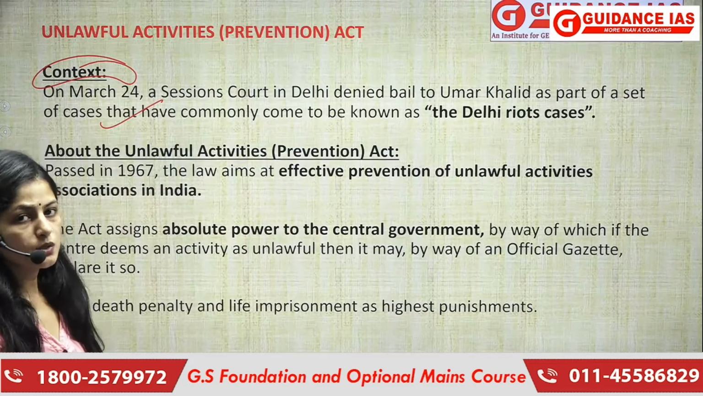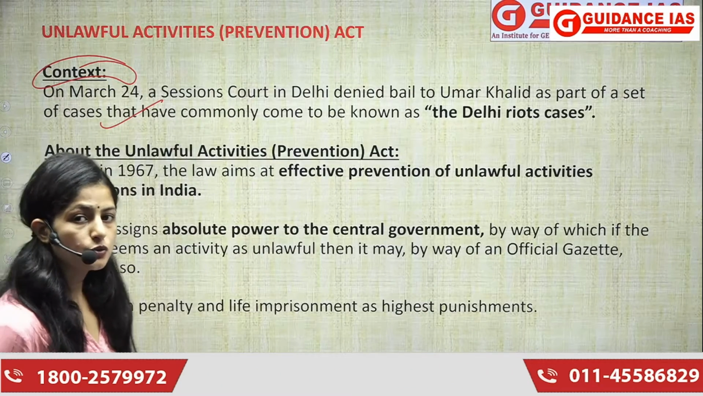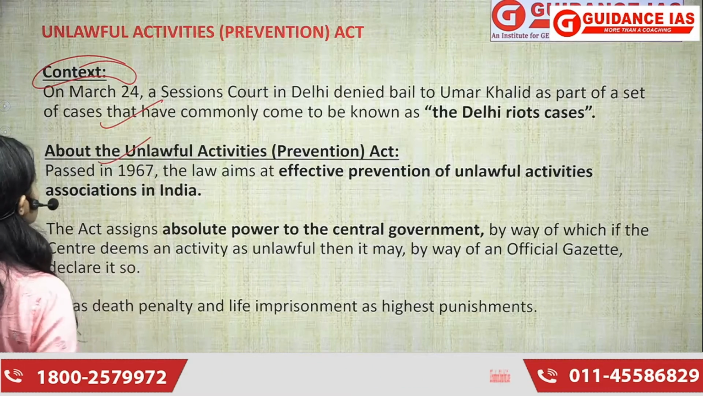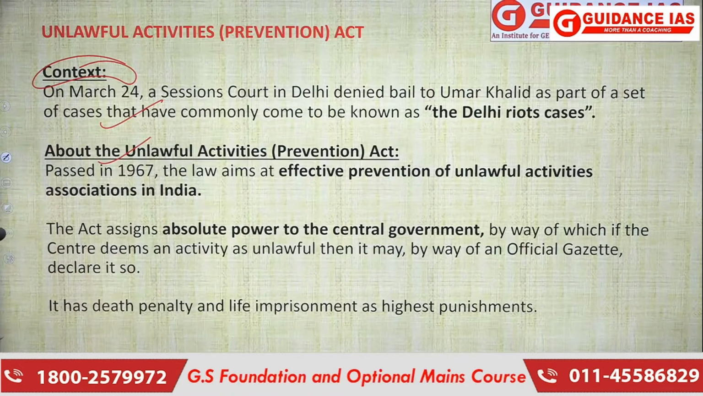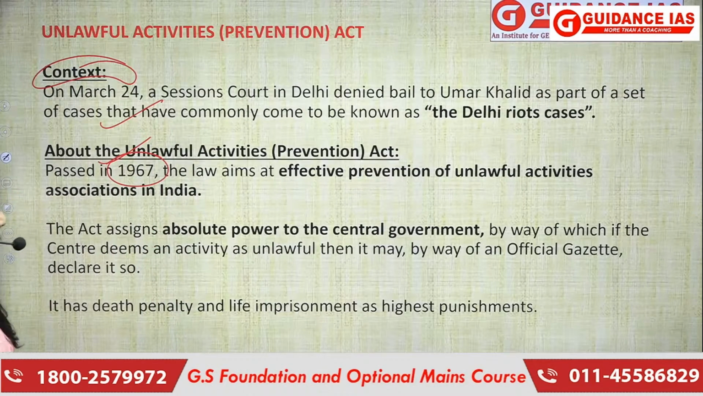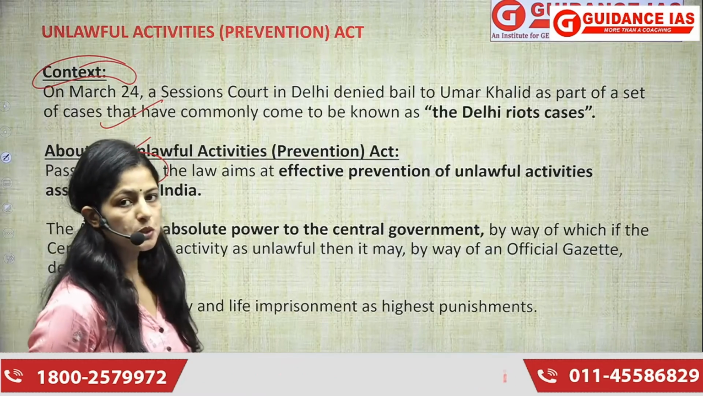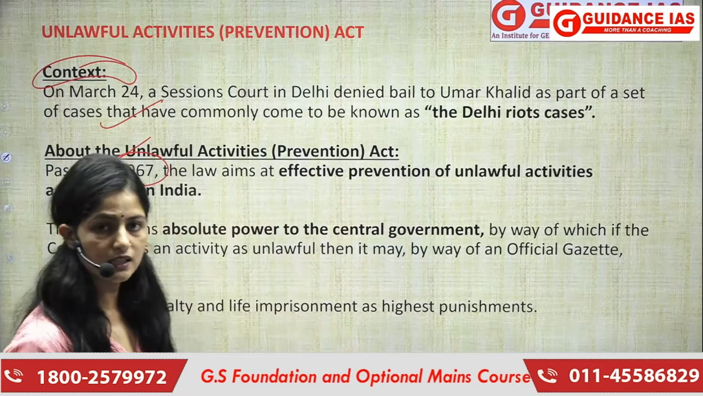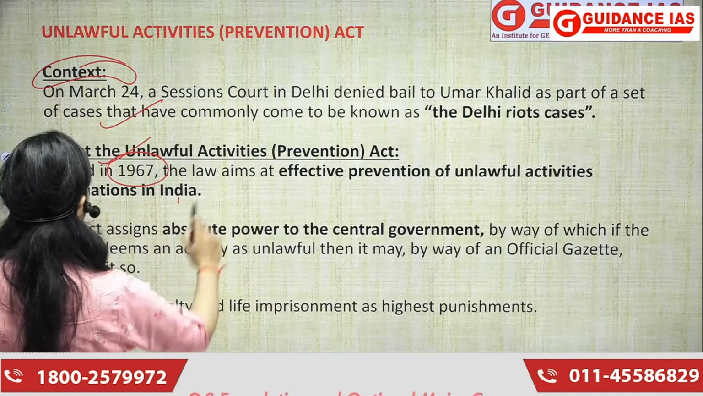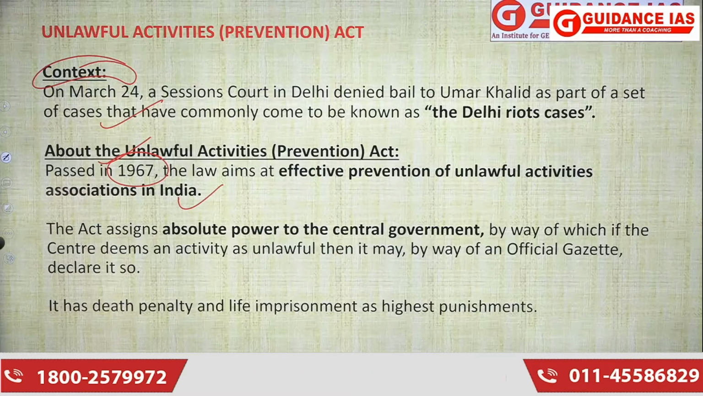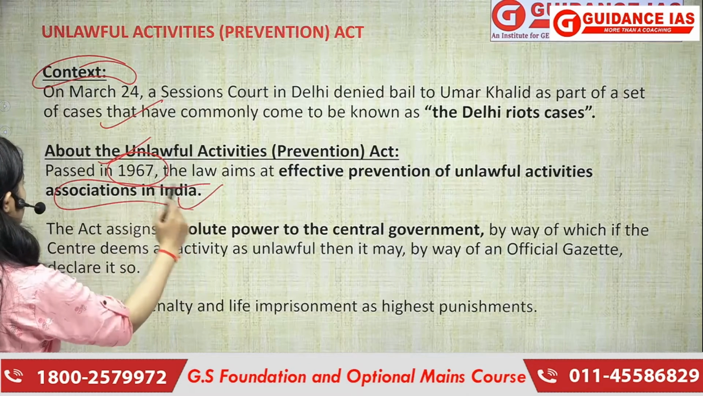But for our examination perspective, we need to understand the static portion of it. So what is UAPA, or what is Unlawful Activities Prevention Act? First of all, it got passed in 1967. Okay? And in simple words, if I tell you what is it in simple words, it is basically to prevent the unlawful activities associations in India.